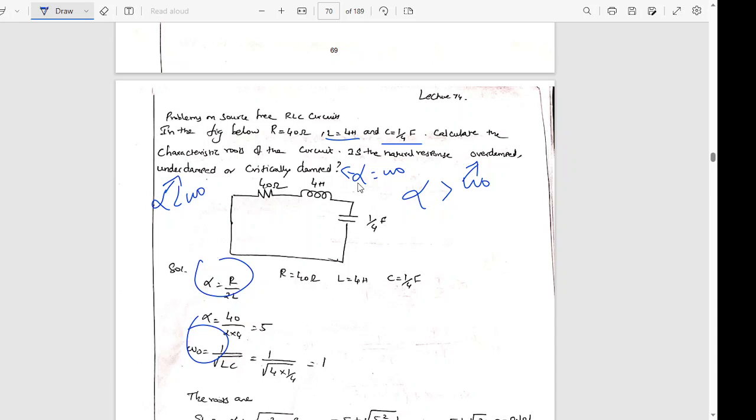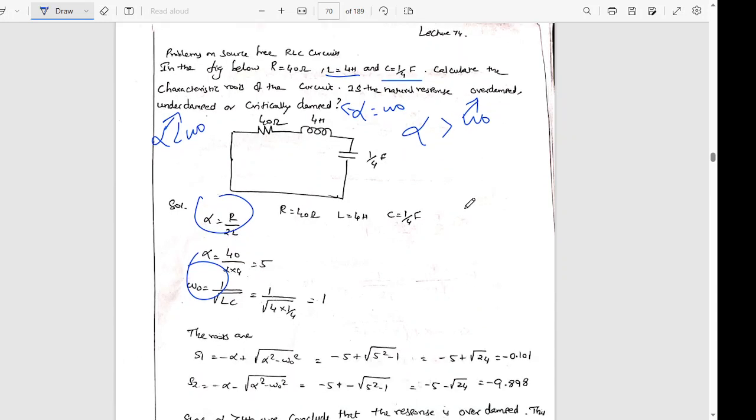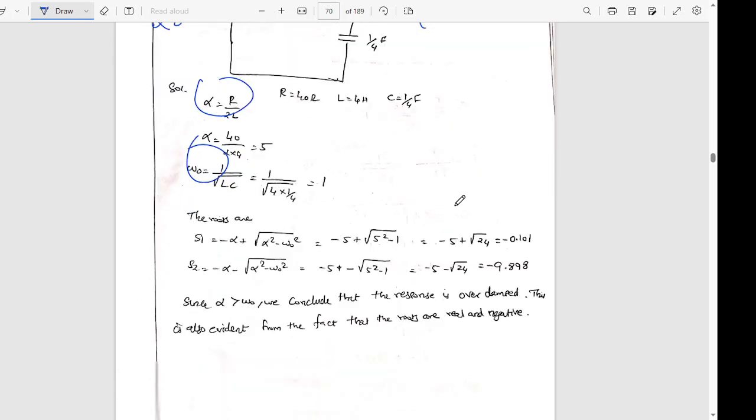This diagram may or may not be given. I cannot assure that diagrams will be given in the question. Sometimes they will simply give the R, L and C values and ask you to calculate the characteristic roots of the circuit, and to find what type of response it is, whether overdamped, critically damped or underdamped.